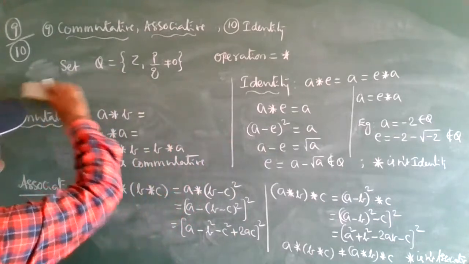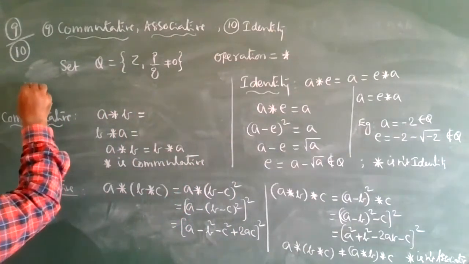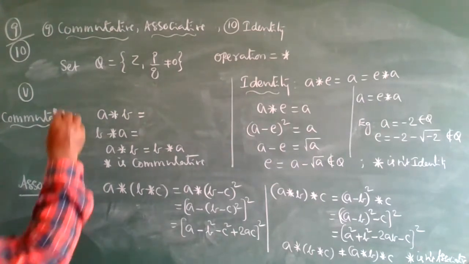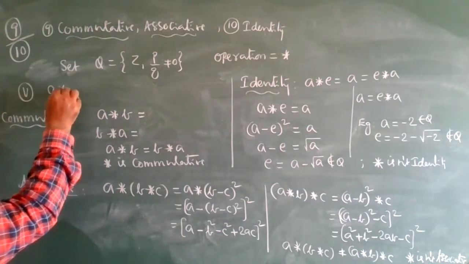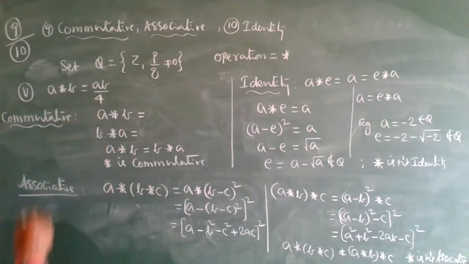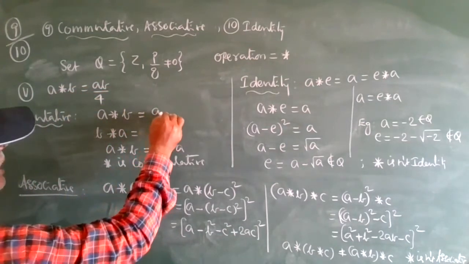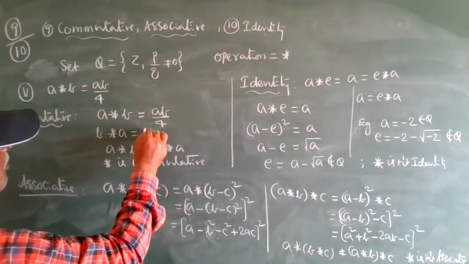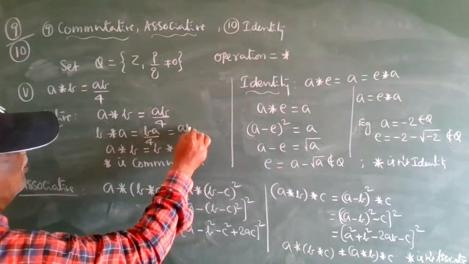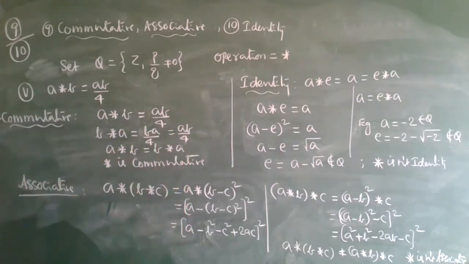Everyone see the fifth bit. A star B is equal to AB by 4. Commutative: AB by 4, BA by 4, we should write AB by 4. So A star B is equal to B star A, commutative.